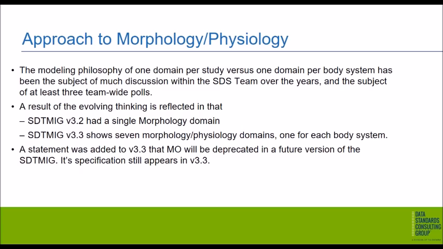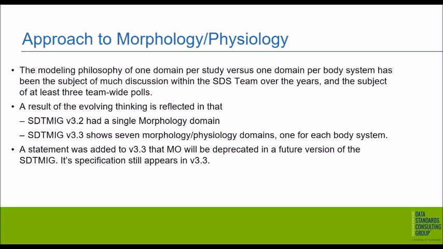So this is what I just talked about. The single domain morphology, 3.3 actually, so 7 so far, and I know more are coming, because there are more therapeutic area user guides coming out for different diseases that are going to be targeting different organ systems.